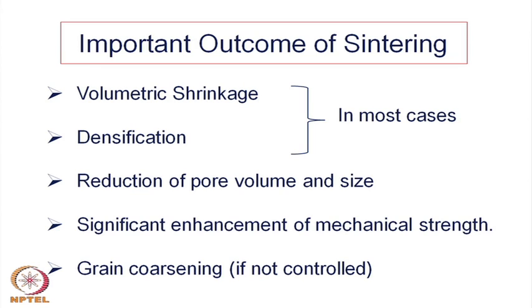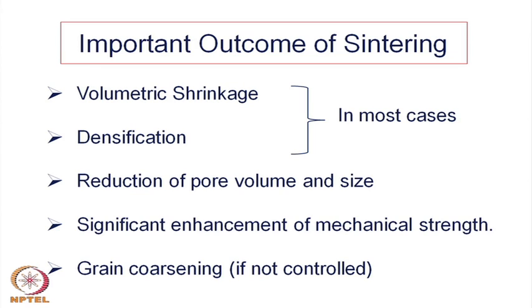Volumetric shrinkage means the pores getting reduced. The particles come closer to each other, and as a result there will be a volumetric shrinkage. Whatever the compact volume was to start with, after sintering the size certainly should be smaller, and consequently the volume gets decreased. So, the mass remaining the same, you have a densification process. These are the two most important things that happen in most of the sintering processes.